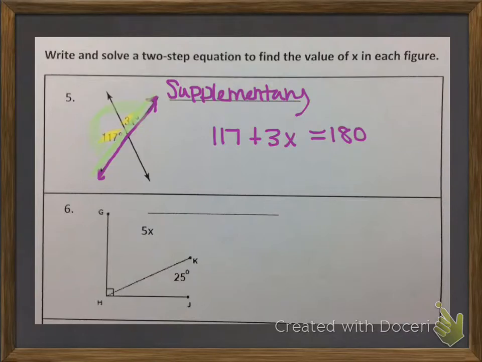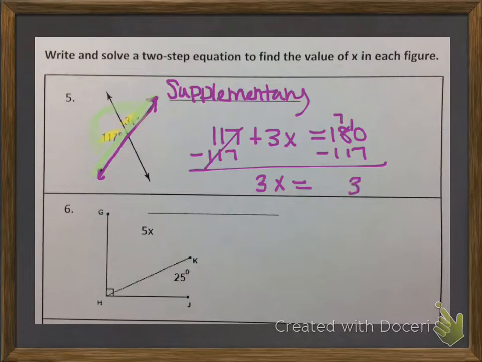Remember, we want to get rid of the addition first, so I need to subtract 117 from each side. That leaves me with 3x equals 180 minus 117. If we borrow, that's a 3, that's a 6, that's 63 degrees. Then I need to get rid of the 3 on x, so it's multiplying by 3, so I've got to divide by 3 on each side. This says that x equals 63 divided by 3, which is 21 degrees.